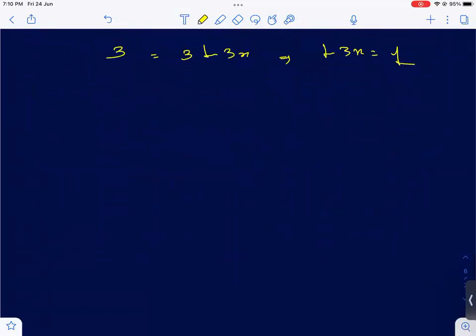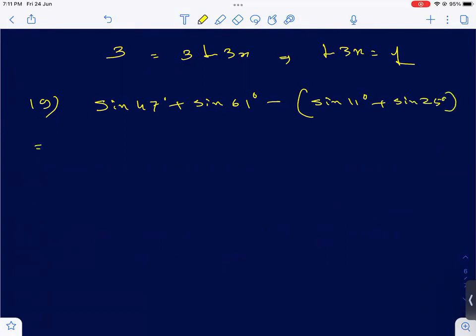Now next, sum number 19. We can write as sine 47, sine 61, sine 11, sine 25. So we can apply here sine 47 plus sine 61 minus, if we just accumulate, sine 11 plus sine 25, sine c plus sine d formula. It is in the form of sine c plus sine d formula. Here also sine c plus sine d formula. So 2 sine c plus d by 2 cos c minus d by 2. 2 sine 47 plus 61 by 2, that is sine 54. And cos c minus d by 2, 61 minus 47 by 2, so this is cos 7.